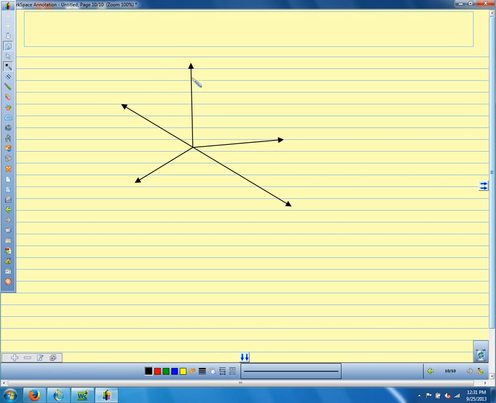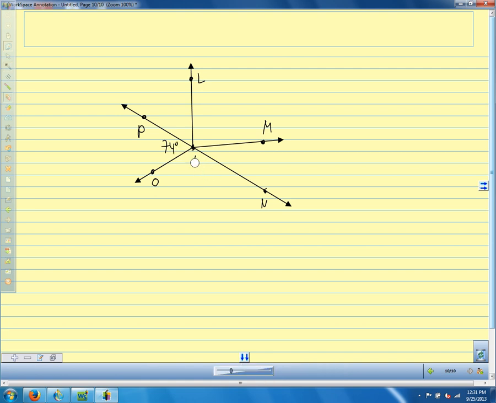And I'll put some points on here. There's point L, point P. This point in the middle is point A. Point O, I'm putting a point on each of the rays here, M and N. And this is 74 degrees. And I'm going to move my A. And this is 106 degrees.